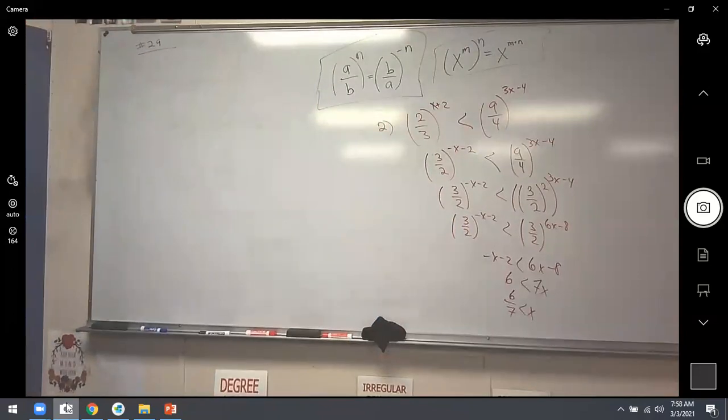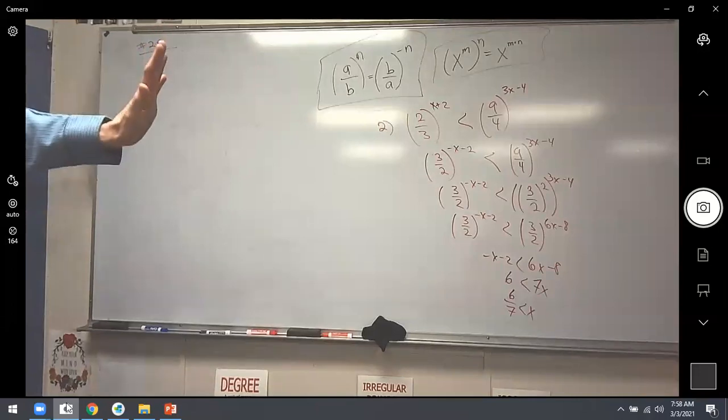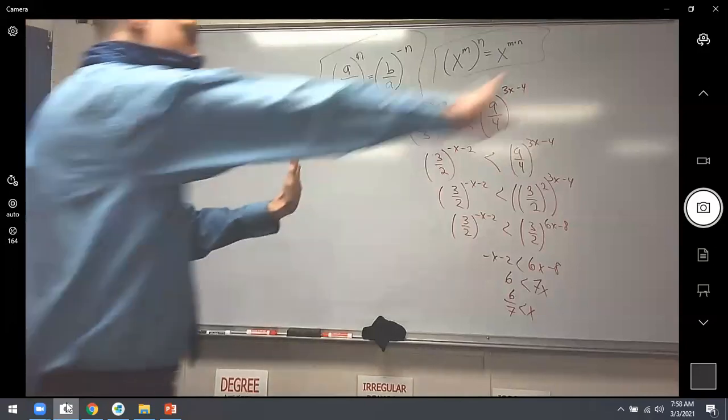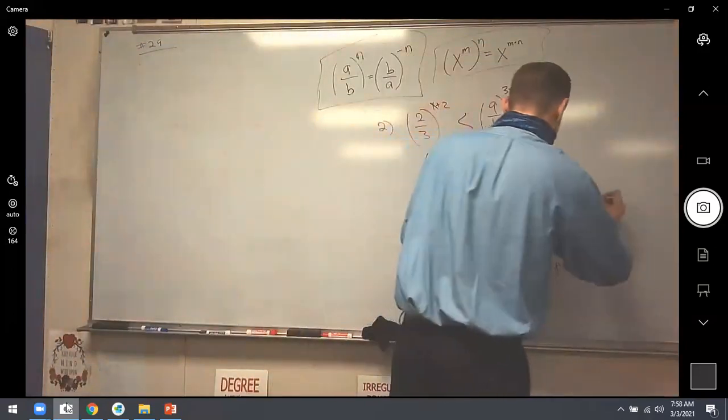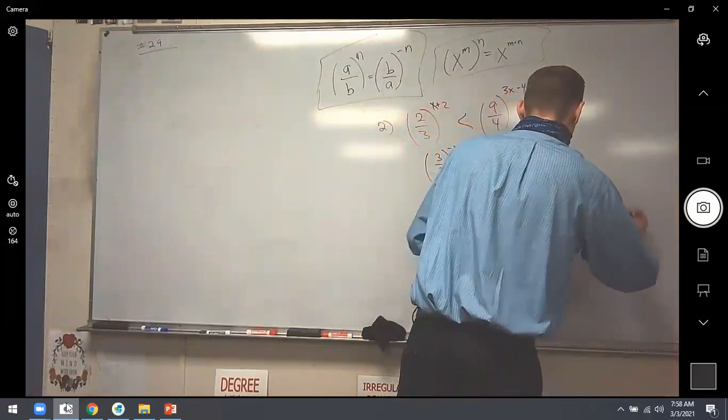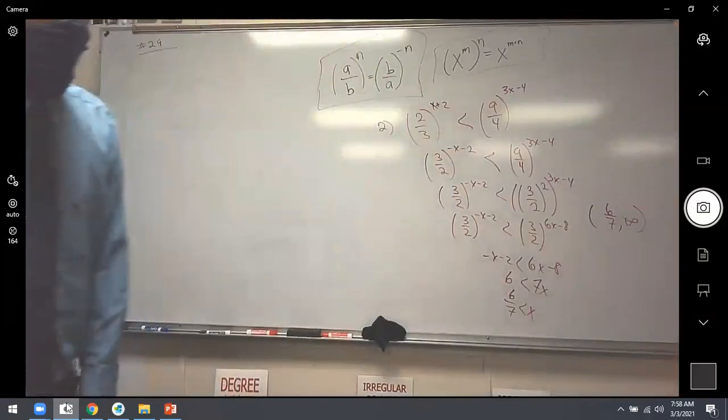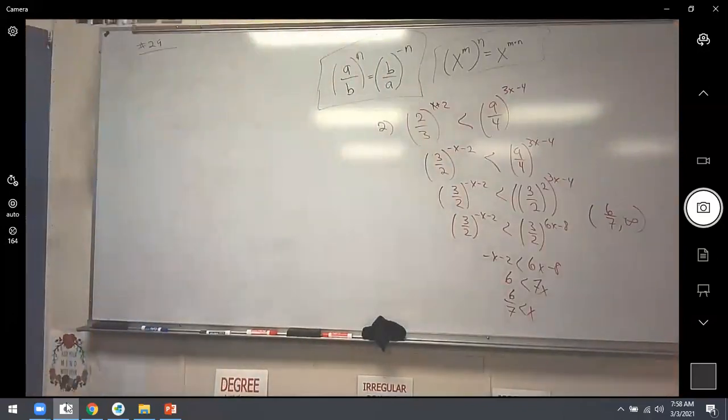So we're looking for the 6/7 is less than x. In other words, x is more than 6/7. So wherever 6/7 is on the number line, more than it would be that way to infinity. So 6/7 to infinity, parentheses on them both. That's parentheses because it can't actually equal 6/7. It can get close, but it can't actually equal it.